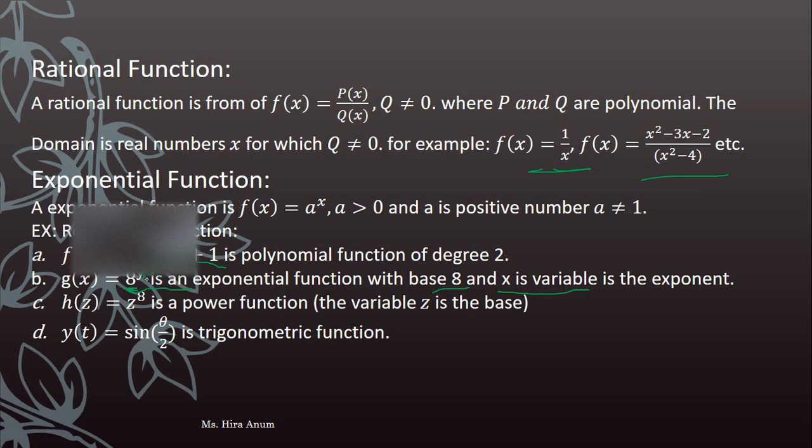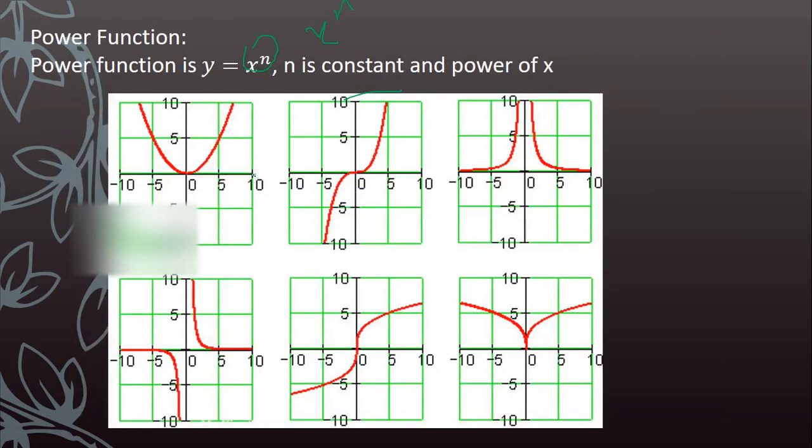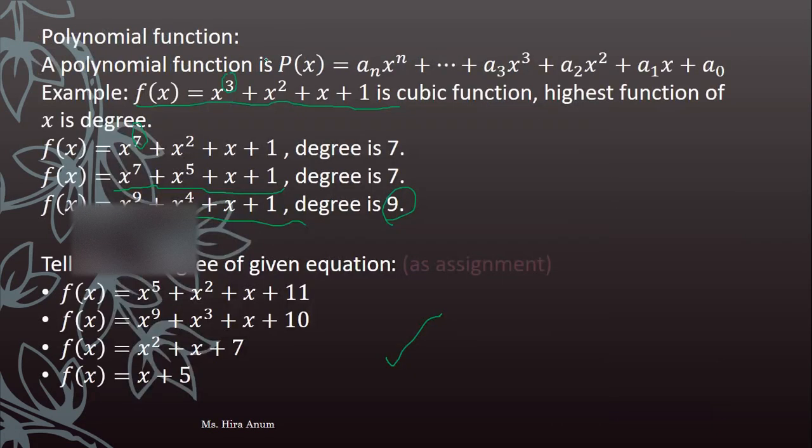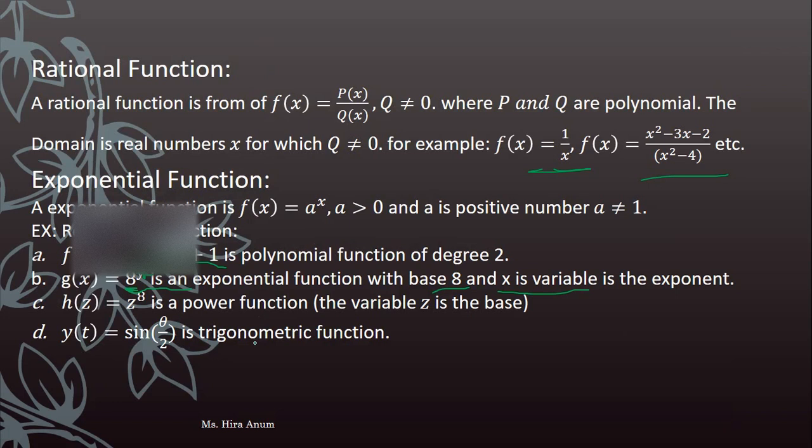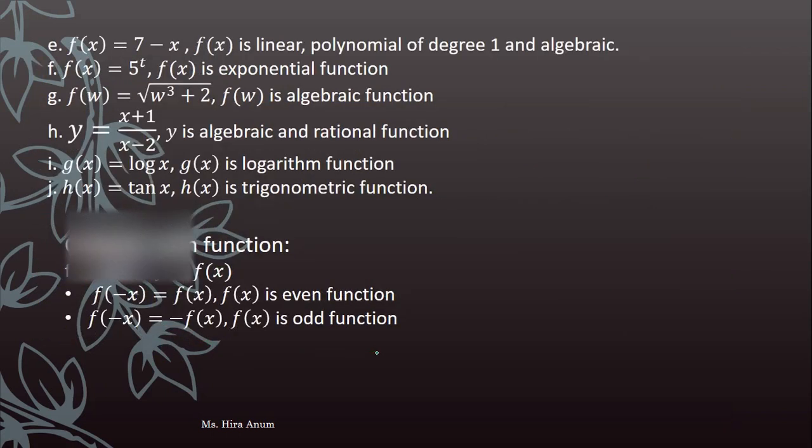Here you have to write x. Here x to the power 8 is a power function. You can see a power function: write x, which is the variable, and n is a constant. So this is a power function. Sin theta by 2 is a trigonometric function. This is a linear function. This is an exponential function. This is an algebraic function. This is a rational function. This is a logarithmic function. This is a trigonometric function.